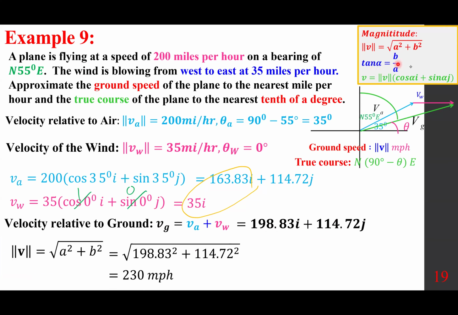And what is tan of theta? B over A, so this number over this number. Tan of theta is 114.72 over this number, and you put it into a calculator. Theta is tan inverse of this number, resulting in 30 degrees. So now you are going to say this is the true course. We are doing 230 miles per hour. The true course is north, 90 minus 30, 60 degrees east. 90 minus theta, 60 degrees east.